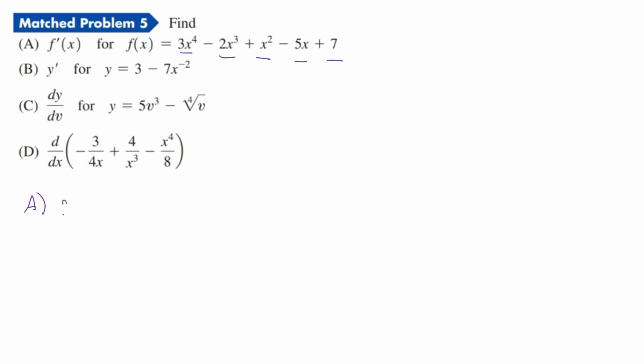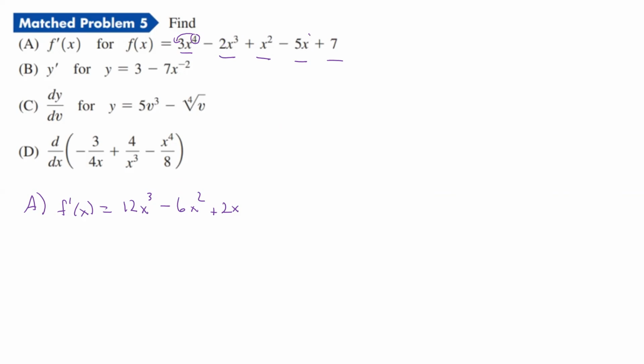So f prime of x is going to be equal to what? Well, here, we're going to bring that down and multiply. So 3 times 4 is going to give us 12. Then we'll have x, 4 minus 1 is 3. Now we're going to have a subtract. Now we bring the 3 down. 3 times 2 is 6. Now 3 minus 1 is 2, so it's going to be x squared. Here, we'll bring that down. That's going to be plus 2x. 2 minus 1 is 1, so we can just leave it as 2x.